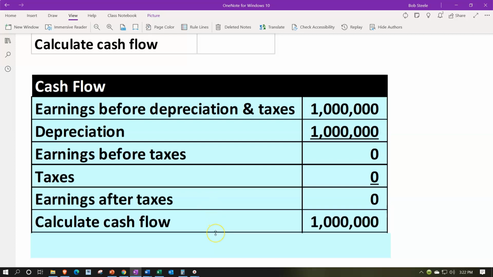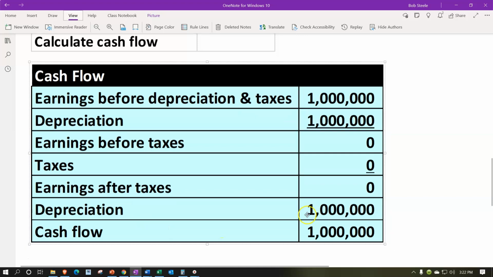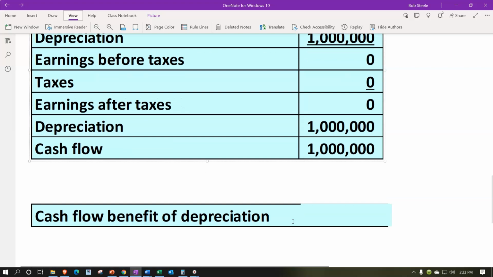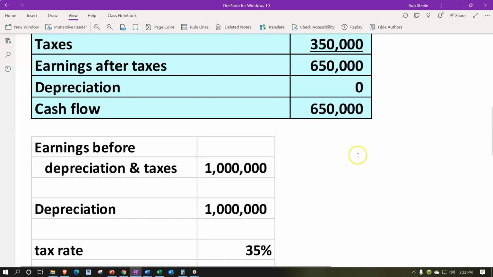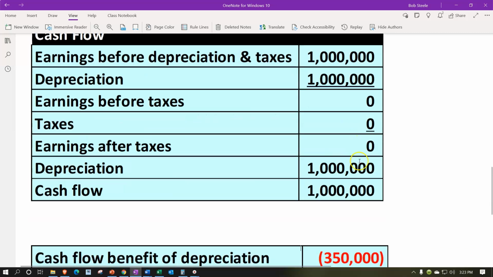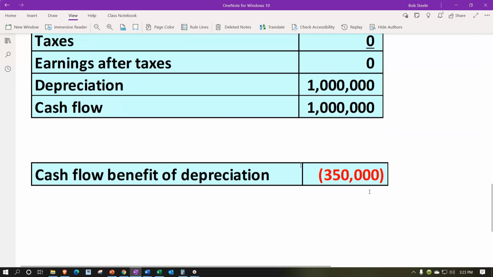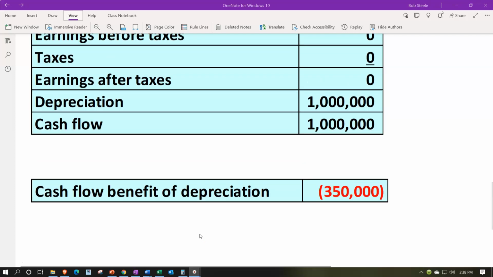But then we would add back the depreciation of the 1 million. The reason we're doing that is because the only reason we took it out, in a cash flow calculation, isn't because it's cash related, but because it has a tax impact. So if we add that back in, we've got the cash flow of the 1 million. So the difference between these two calculations, we had up top the 650,000 and down below we've got the 1 million, that difference being the 350,000. That difference is due to the tax impact of the depreciation.